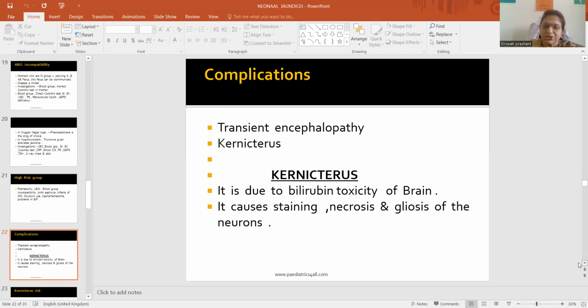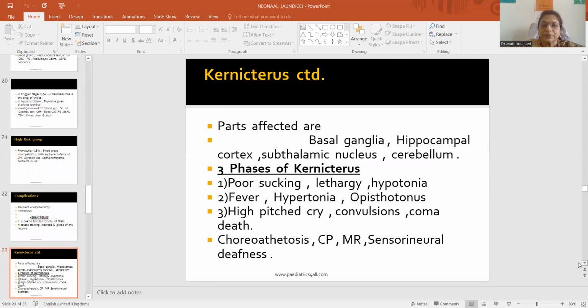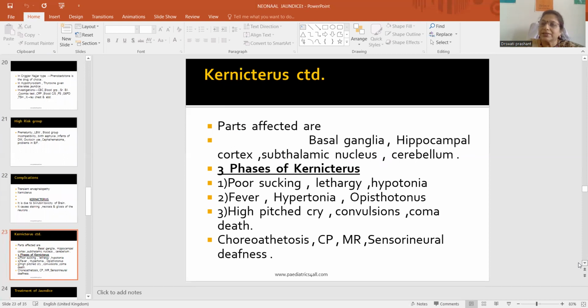Now what are the complications of jaundice? Transient encephalopathy and kernicterus. Kernicterus is due to bilirubin toxicity of the brain. It causes staining, necrosis, and gliosis of the neurons. Parts affected by the staining are basal ganglia, hippocampal cortex, subthalamic nucleus, cerebellum, etc.